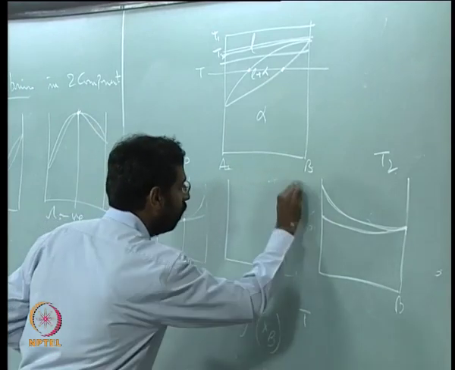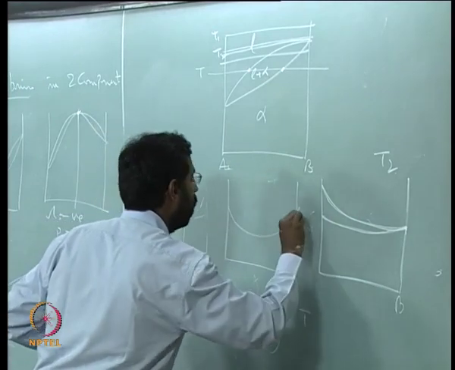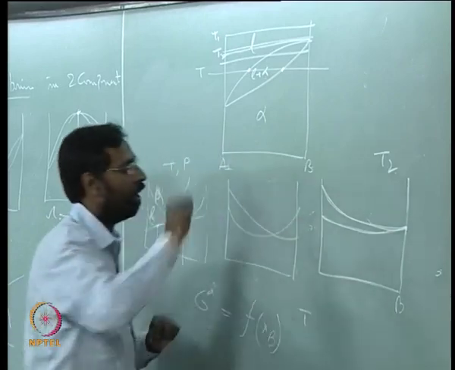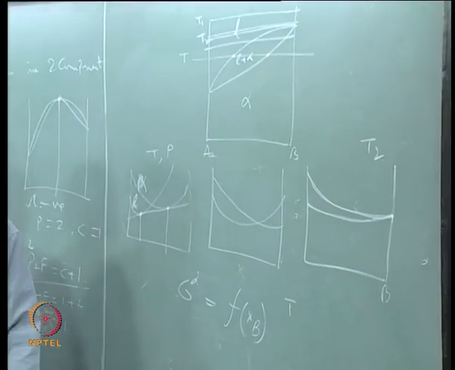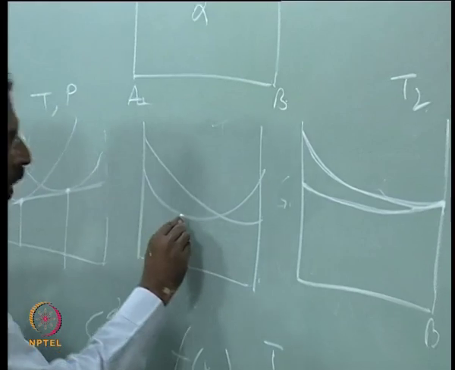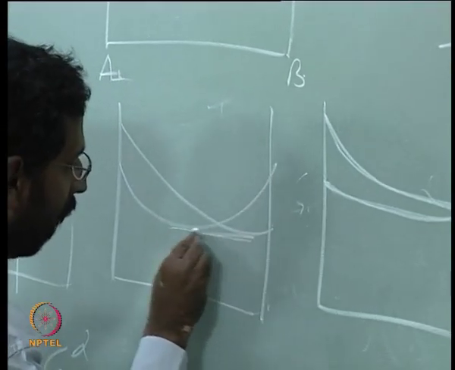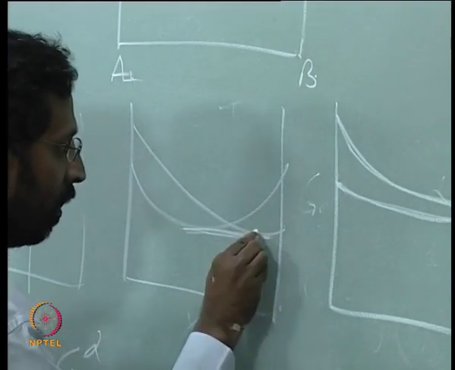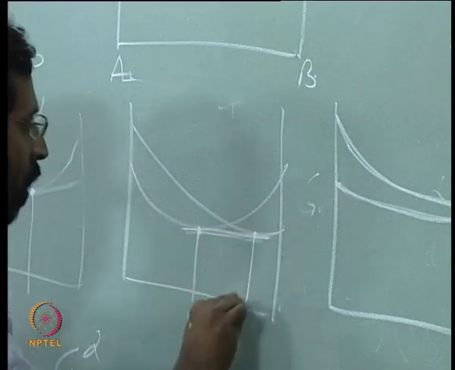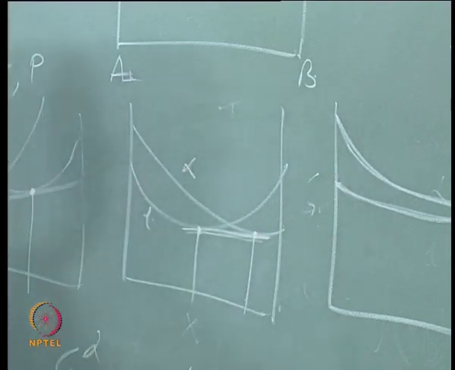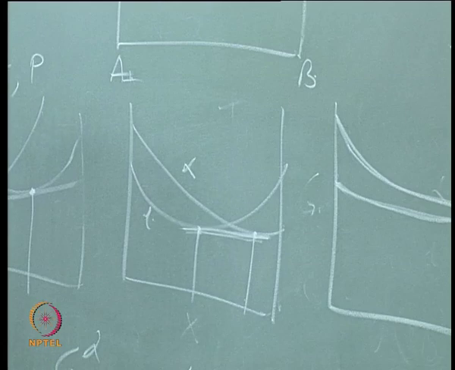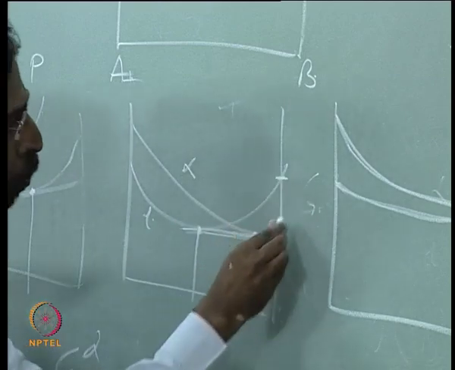You will see a situation where the liquid curve will intersect the alpha curve, and when it intersects the alpha curve, when I draw the common tangent here, these two compositions... This is the liquid curve, this is the alpha curve. And what does it tell you? What are these 2 points?